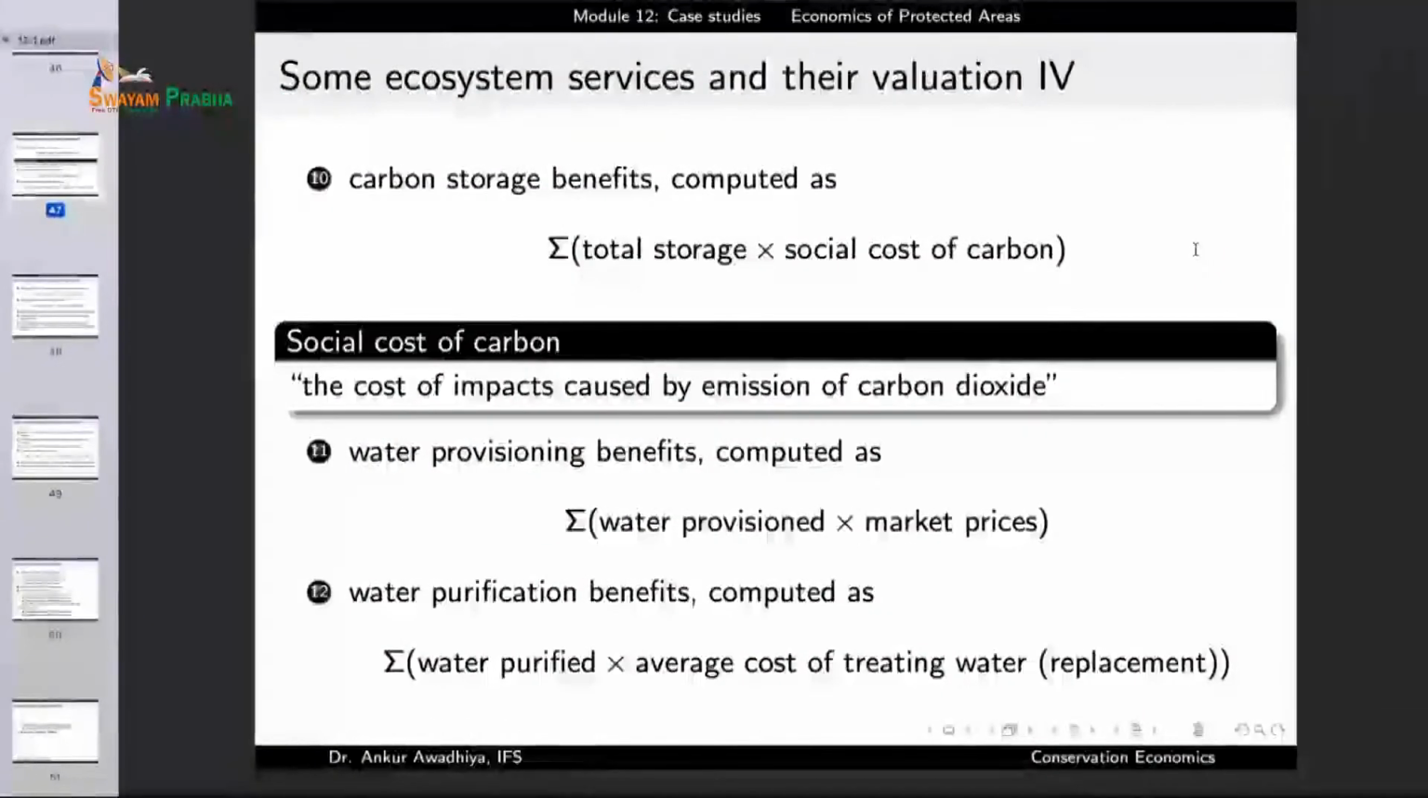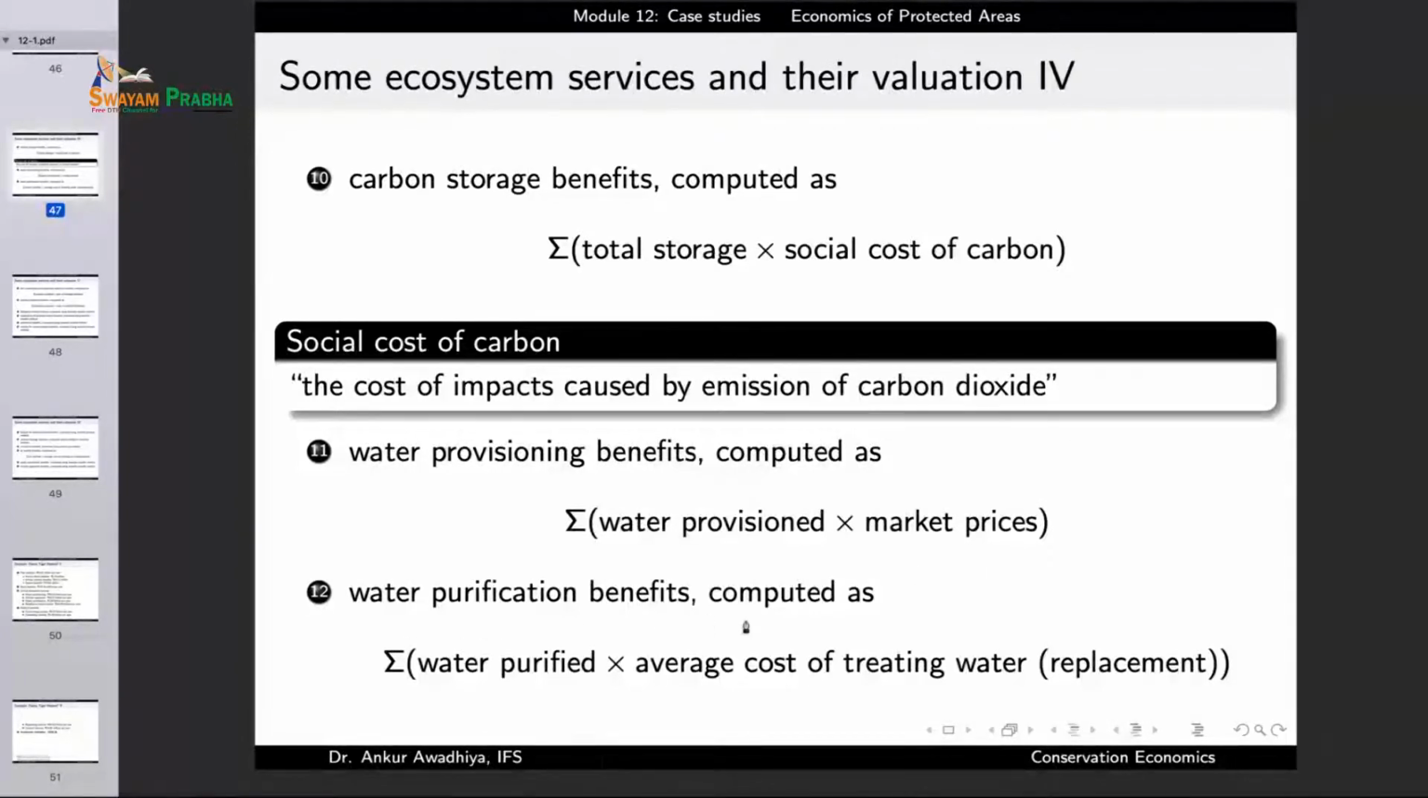Now, what is the social cost? What is the cost that people are suffering because of that amount of carbon that is there in the atmosphere? So, that is the social cost of carbon. So, we can do carbon storage benefits as total storage of carbon multiplied by the social cost of carbon. We can look at water provisioning benefits. What is the amount of clean water that is given by this protected area? Multiply that with the market prices.